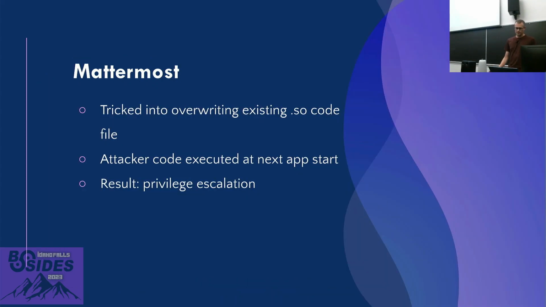So what ended up happening is Mattermost was tricked into overwriting an existing code library file. So the attacker's code would run the next time the application started. The result was privilege escalation. A malicious application has gone from being sandboxed in its own environment where it can't read Mattermost's internal files, like your authentication tokens or maybe your messages, to now my attacker code is running within the context of Mattermost's sandbox, and I can read all the data that your Mattermost app has access to.